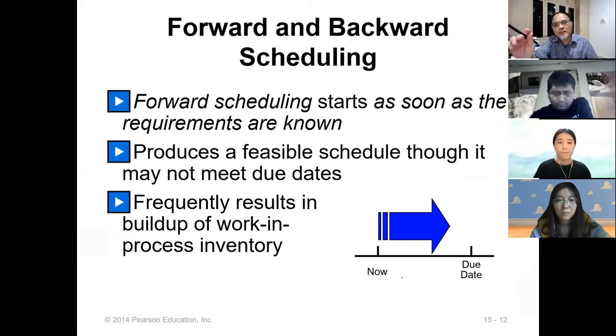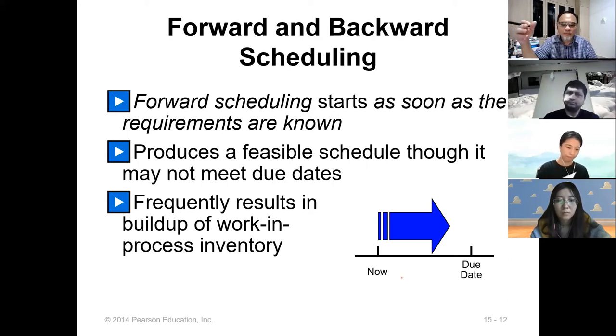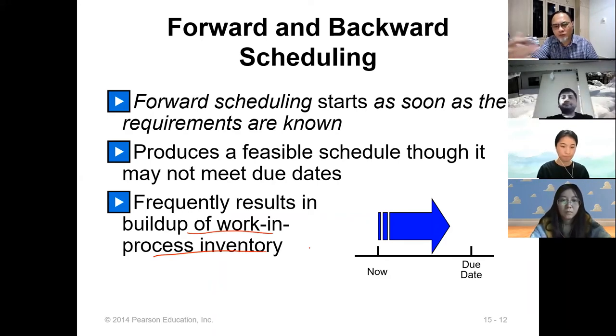Okay, forward and backward scheduling. Forward scheduling starts as soon as the requirement is known. Well, they just plan forward. Okay, that's like our schedule of classes. Okay, this is forward planning, right? Forward planning produces a feasible schedule. Maybe it will not meet the due date, especially in production, because you will depend on the resources. And forward planning also frequently results in build up of work in process. So that's the disadvantage of forward scheduling. Just simply follow whatever comes in and we process it.